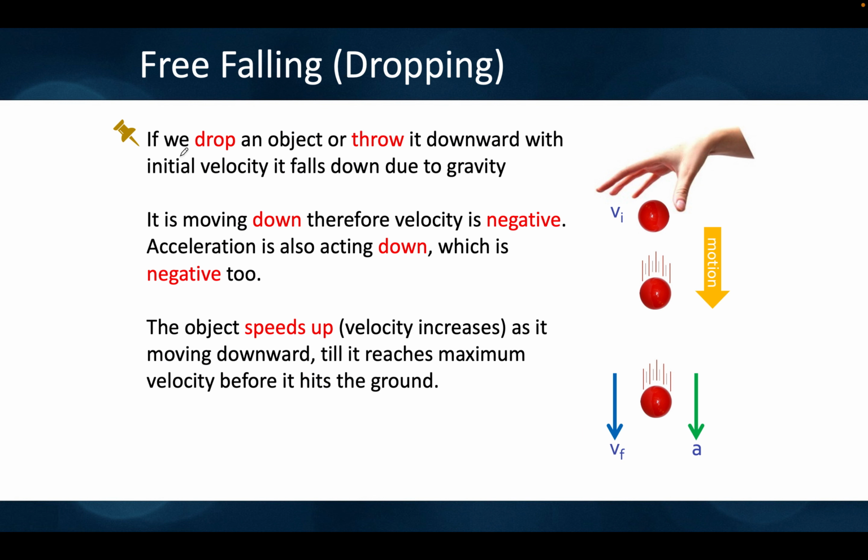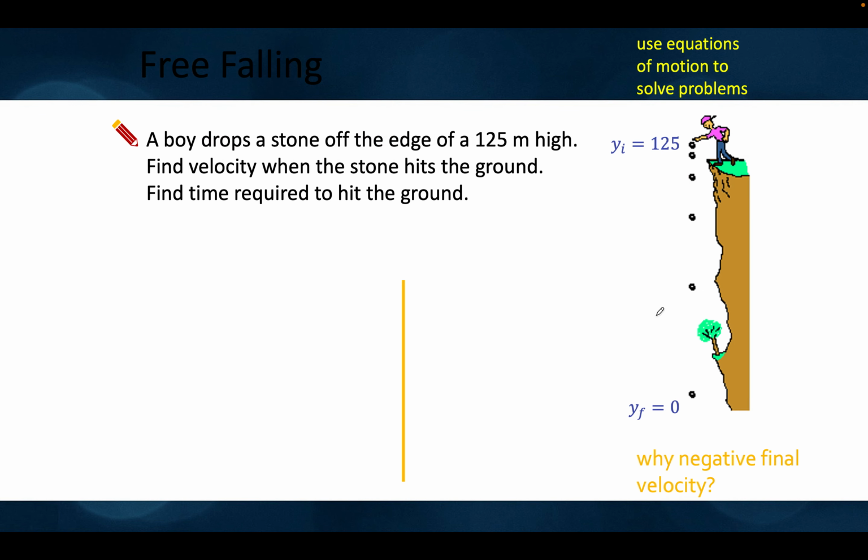So, if you drop an object or throw it downwards, the initial velocity will be negative as it's falling down. Acceleration is acting down, it will be negative. The object will speed up as the velocity is increasing until it reaches a maximum speed, then it hits the ground. So here's an example.